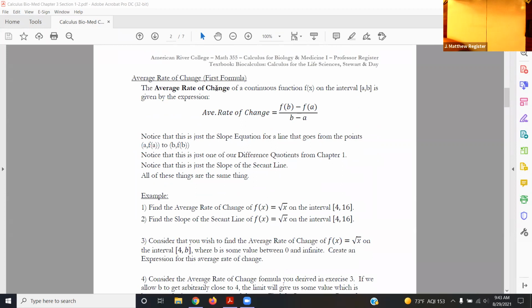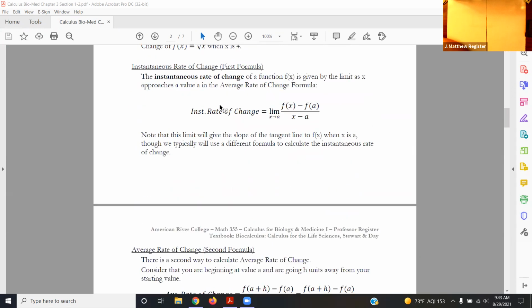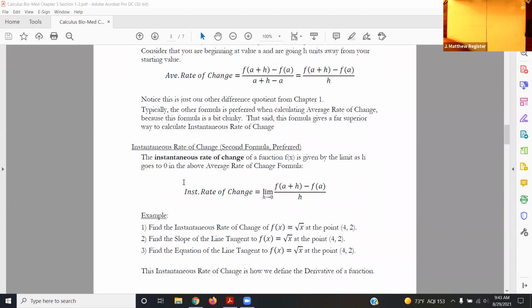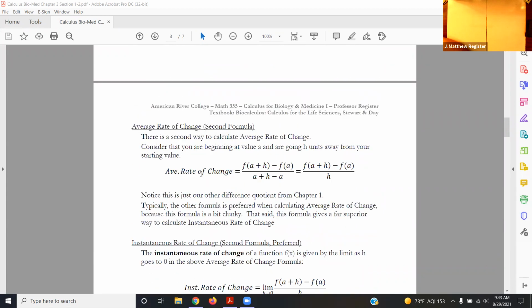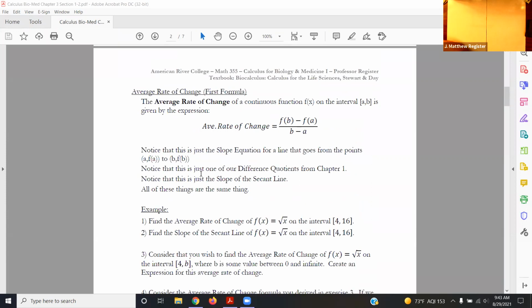That said, we're going to start by going through two different formulas, which we can use to model it. This first one is great for the average rate of change, while the second one is good for the instantaneous rate of change. But both of these formulas can be used to calculate either the average rate of change or the instantaneous rate of change. And so we'll start with the average rate of change formula, the first formula. The average rate of change of a continuous function f of x on the interval a, b is given by the expression: average rate of change equals f of b minus f of a over b minus a.